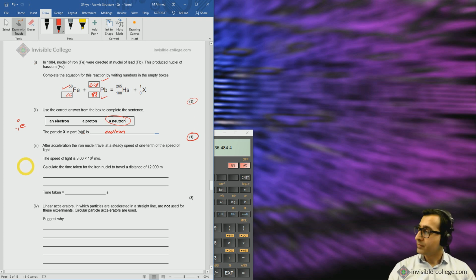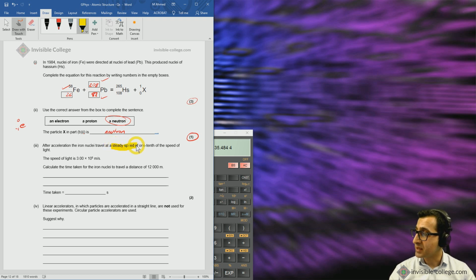Okay, part 3. After acceleration, the iron nuclei travel at a steady speed. So let's highlight the parts of the question that might be relevant. Again, this is good exam technique. Highlight or underline the information given by the question which may be relevant to the answer, and also any values you're being given for variables or for quantities in the question.